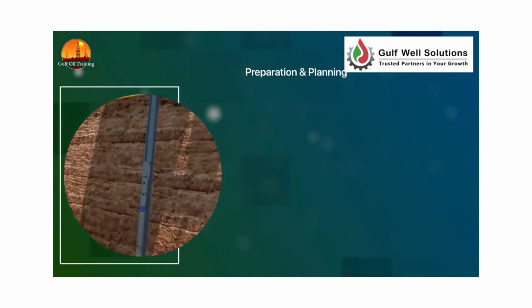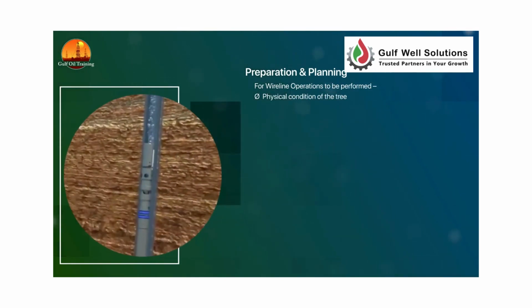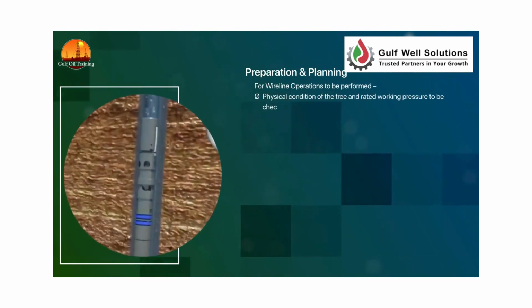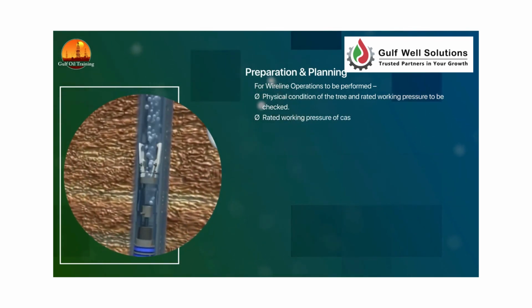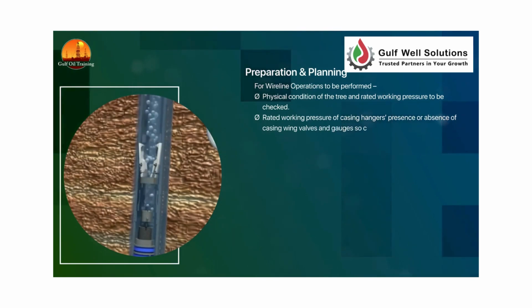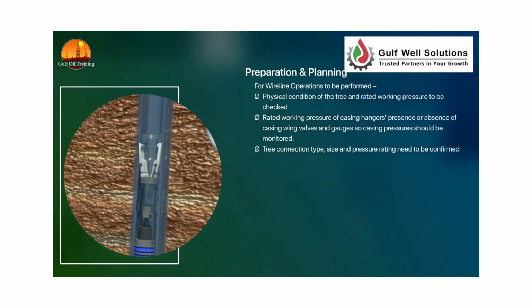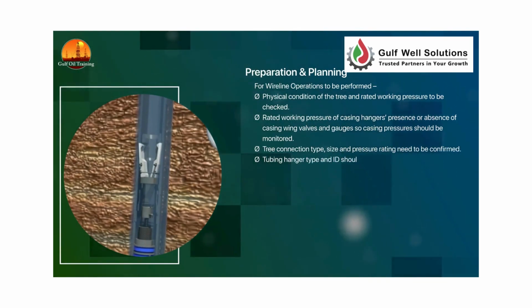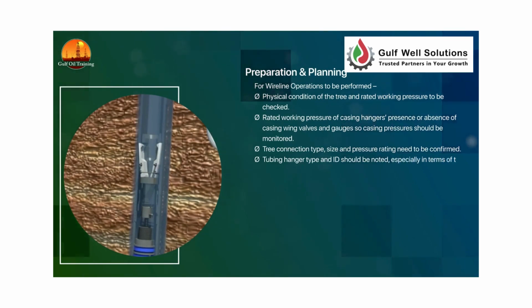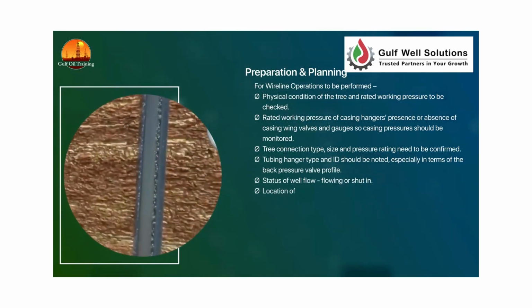Preparation and planning for wireline operations to be performed. Physical condition of the tree and rated working pressure to be checked. Rated working pressure of casing hangers, presence or absence of casing wing valves and gauges, so casing pressures should be monitored. Tree connection type, size and pressure rating need to be confirmed. Tubing hanger type and ID should be noted, especially in terms of the back pressure valve profile. Status of well flow, flowing or shut-in. Location of any gas detection equipment and monitoring/warning capabilities.